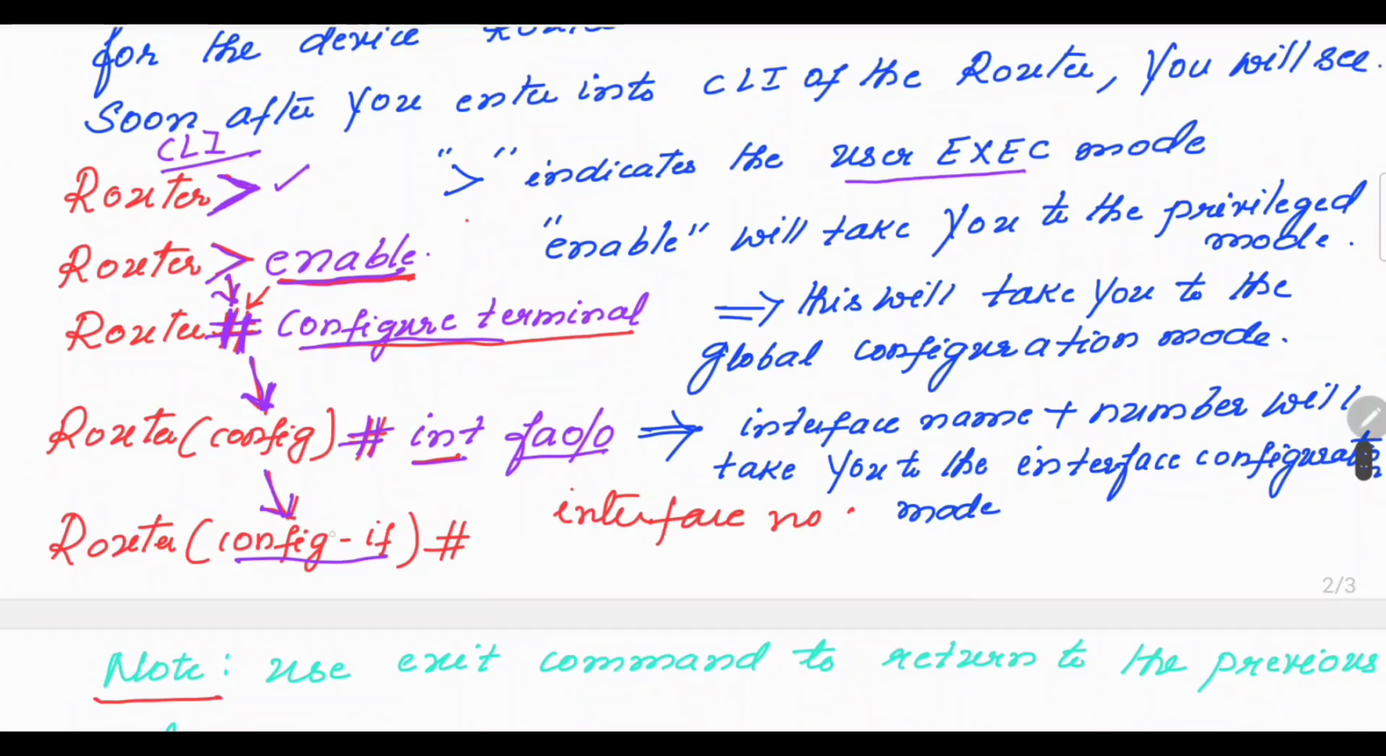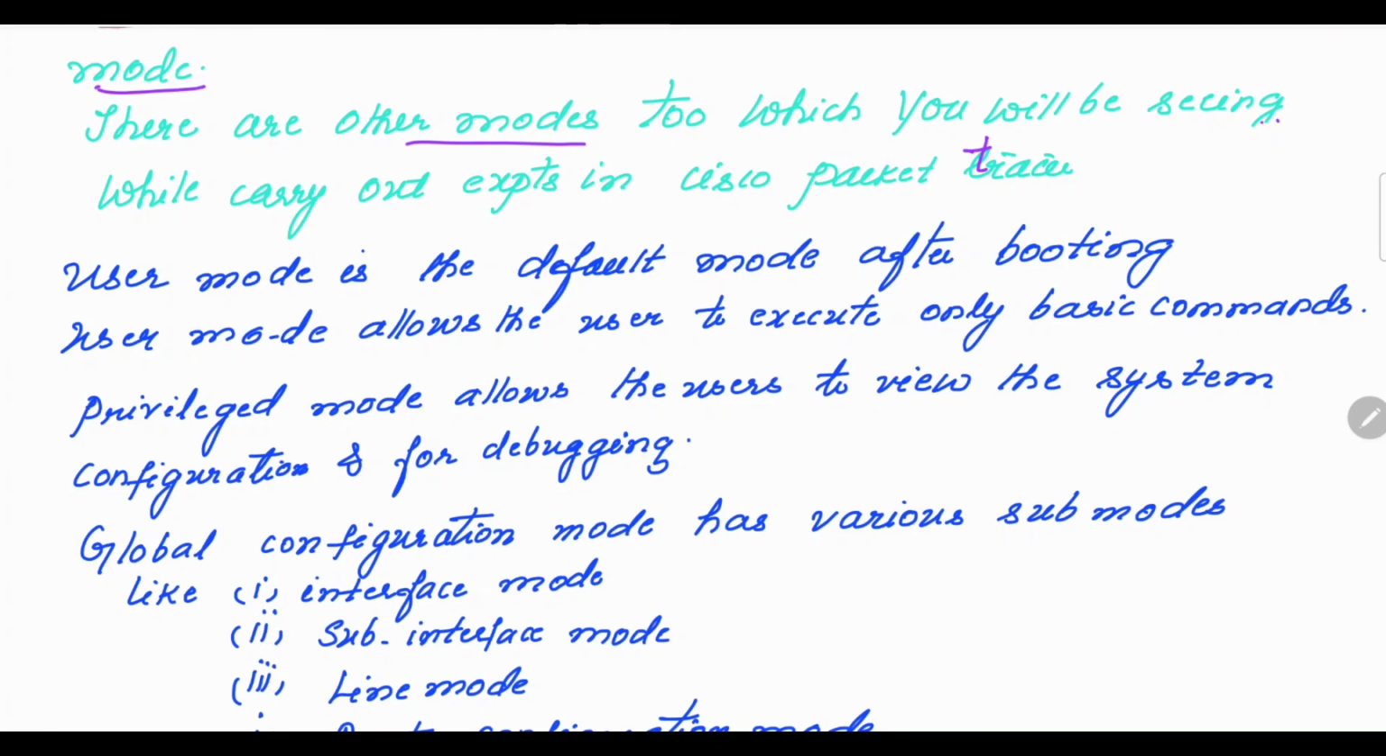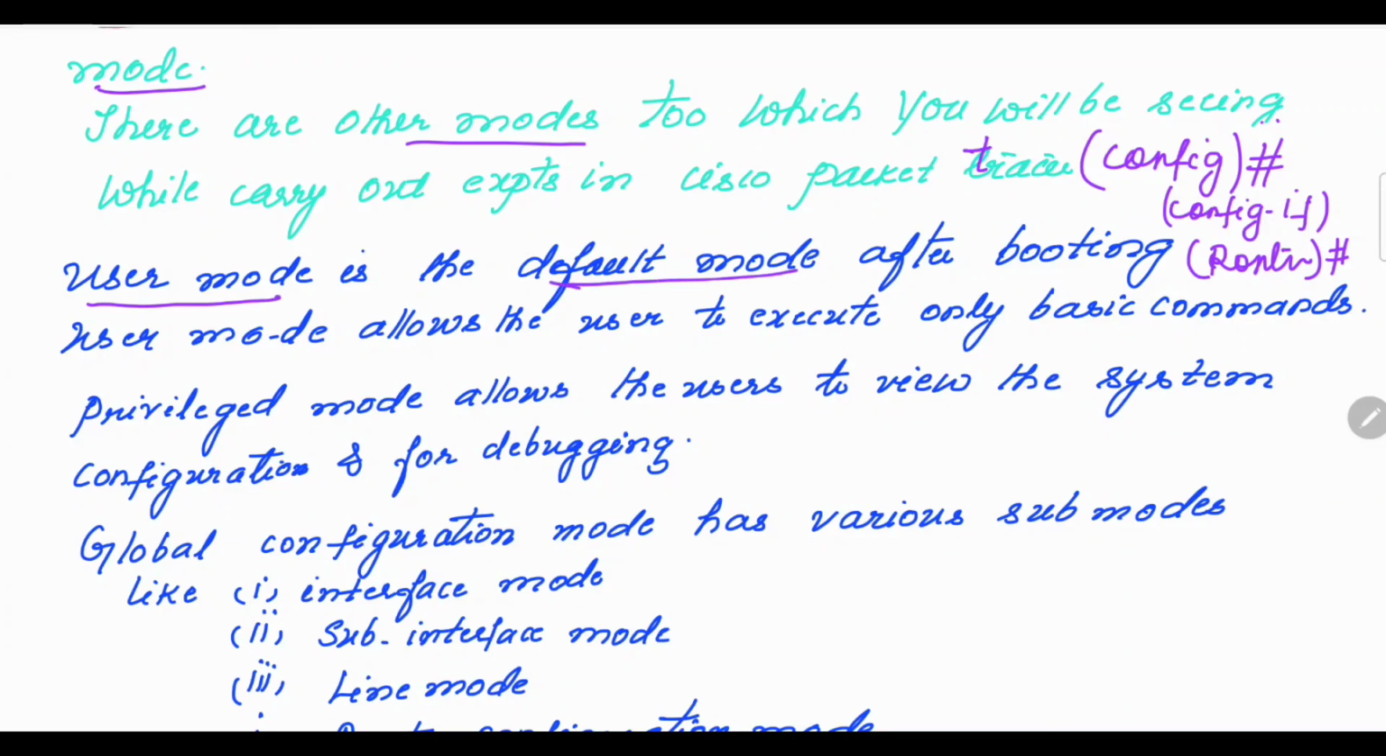If you want to go back from config-if to config mode, you need to type exit. From the global configuration mode, if you want to go back to the privilege mode, you need to type exit here. Then from the privilege mode to the user EXEC mode, you need to type exit. So I have written here: use the exit command to return to the previous mode. There are other modes too which you will be seeing while carrying out experiments in Cisco Packet Tracer. User mode is the default mode after booting. User mode allows the user to execute only the basic commands.